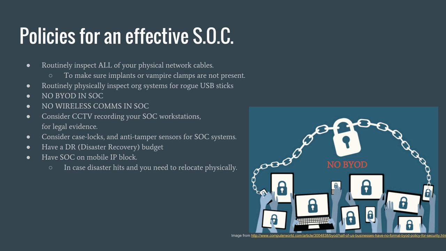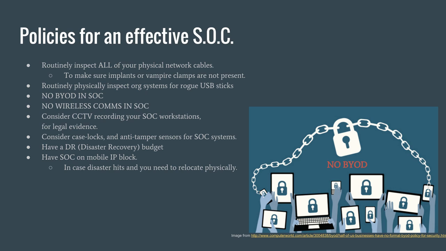Next, the last set of policies are all considering physical security and comm security. And so I strongly recommend, especially for large organizations, that you have a monthly audit, that you routinely inspect all of your physical network cables throughout your org to make sure there are no implants or vampire clamps present. This is perhaps most important for, say, Fortune 500 companies.